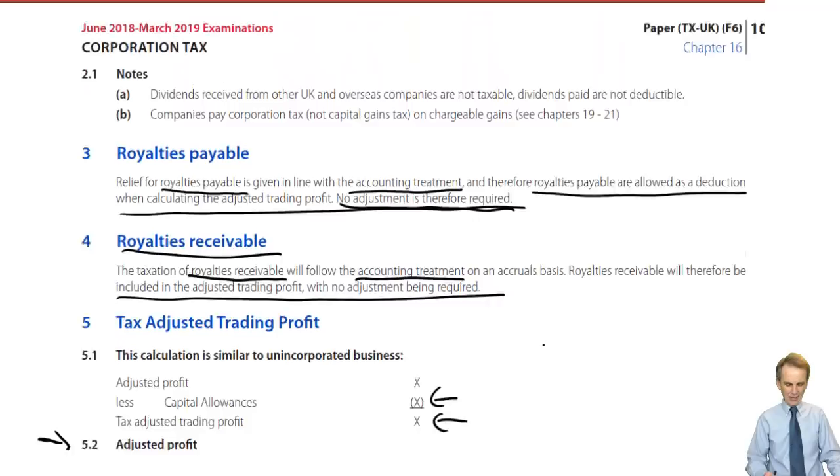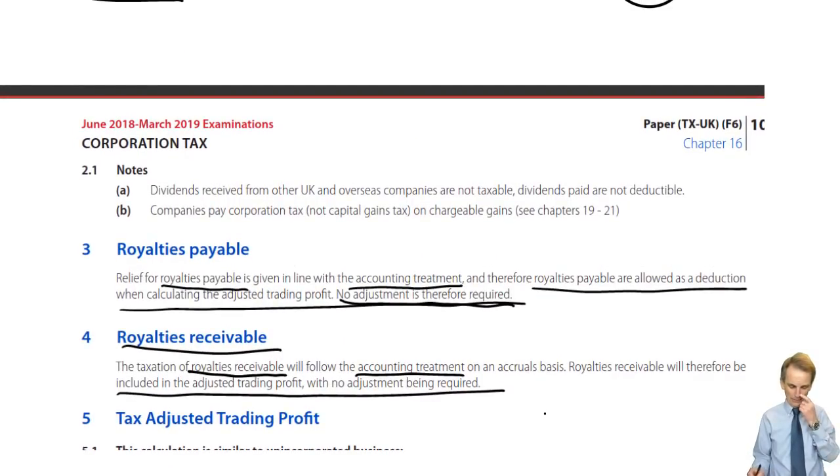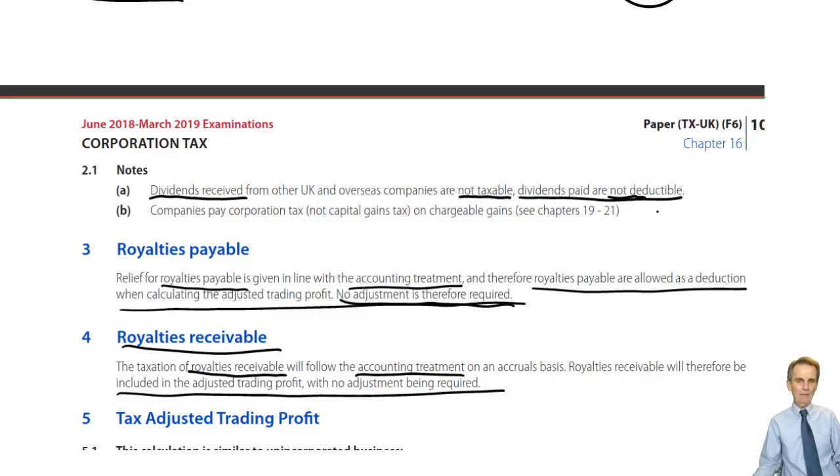Other issues, as mentioned here, and as we have spoken of: dividends received from other UK and overseas companies are not taxable. Dividends paid are not deductible. So there's no taxability of dividend income and there's no tax relief in relation to a dividend paid. And one really explains the other. When a company pays a dividend, it is paying it out of a taxed profit. The dividend did not achieve any tax relief for the company. It's paid out of profits that have already borne corporate tax in that company.